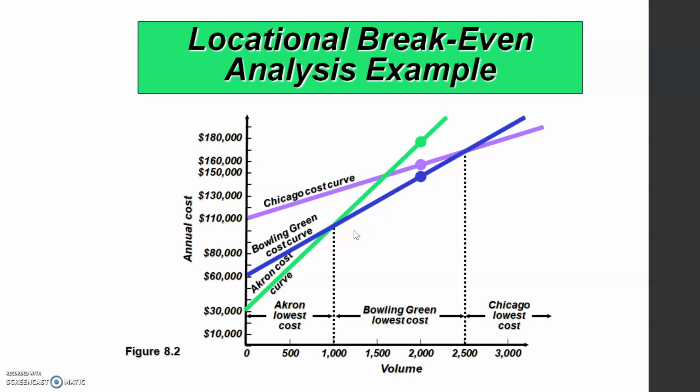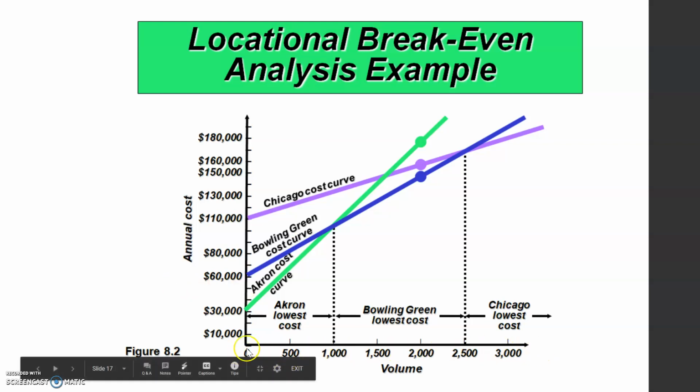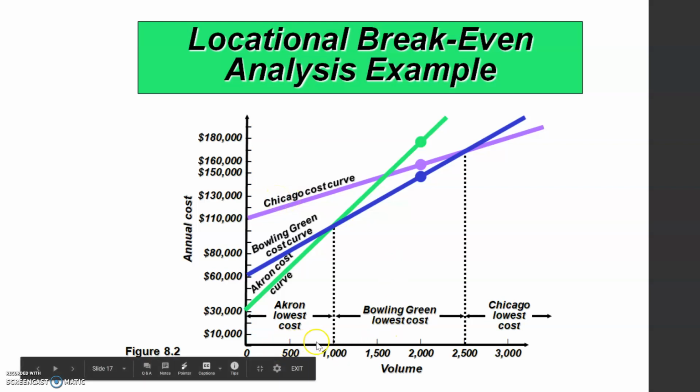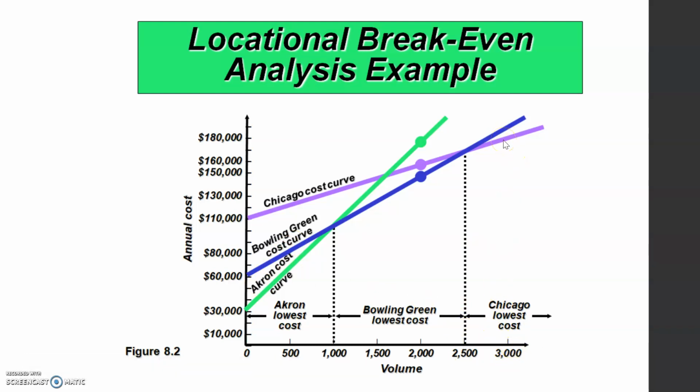So why is it important to plot these cities on a graph? For example, you have different levels of volume. If you need to produce 500 pieces of your final product, it is cheaper to produce it in Akron than in Bowling Green or Chicago. But if the volume increases to, for example, 2,000, then it is cheaper to do it in Bowling Green as compared to Akron. And greater than 2,500, for example 3,000, it's cheaper to produce it in Chicago.